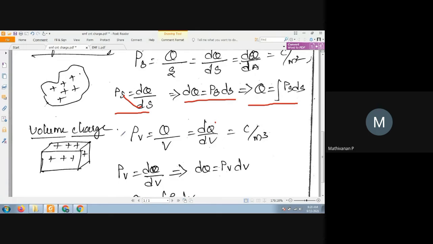what will be the unit of this volume charge density? So the charge will be coulomb. When you come to volume, you will have meter cube, length, breadth, and height. So it is meter cube. So this will be the unit of this.